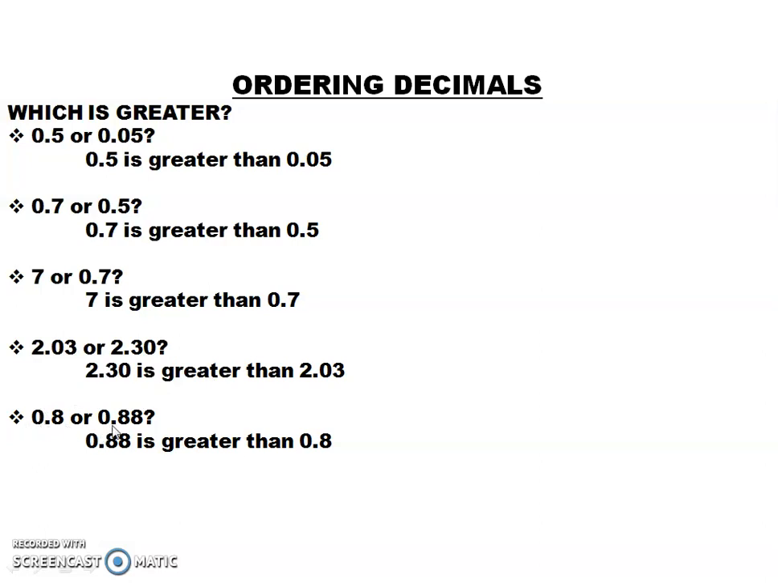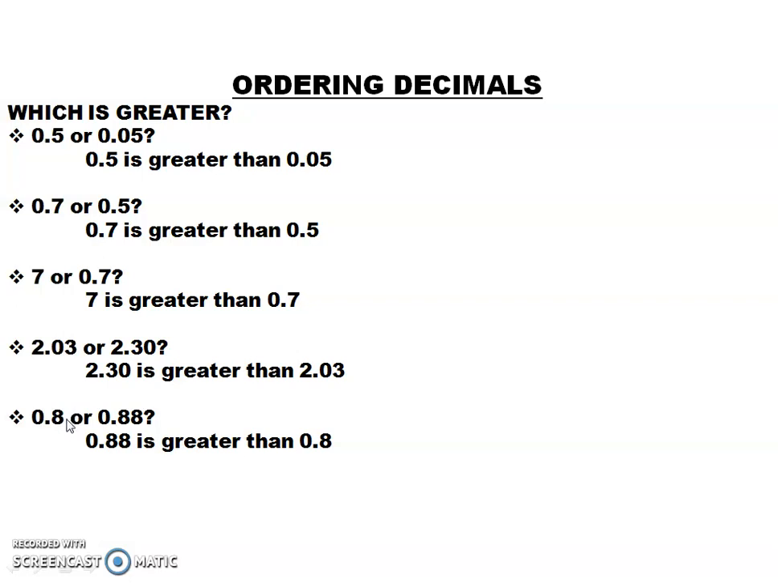Next one. 0.8 or 0.88. Now look here. Which is the whole number part? 0. In both the numbers, the whole number part is 0. Let us consider the tenths position. It is 8. Again, both are same. Can you see any number here? No.